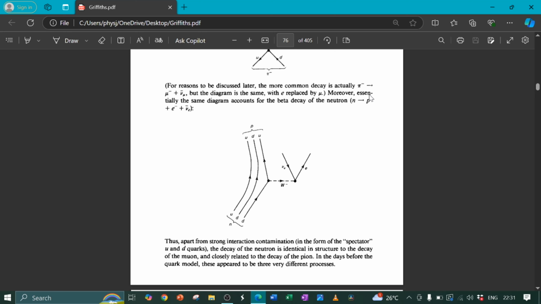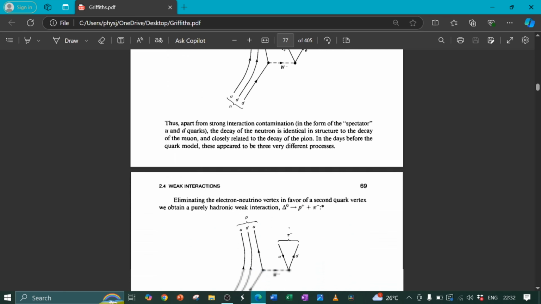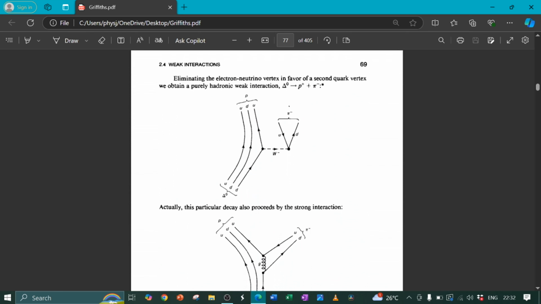Thus, apart from strong interaction contamination in the form of the spectator u and d quarks, the decay of the neutron is identical in structure to the decay of the muon and closely related to the decay of the pion. In the days before the quark model, these appeared to be three very different processes. Eliminating the electron-neutrino vertex in favor of a second quark vertex, we obtain a purely hadronic weak interaction.